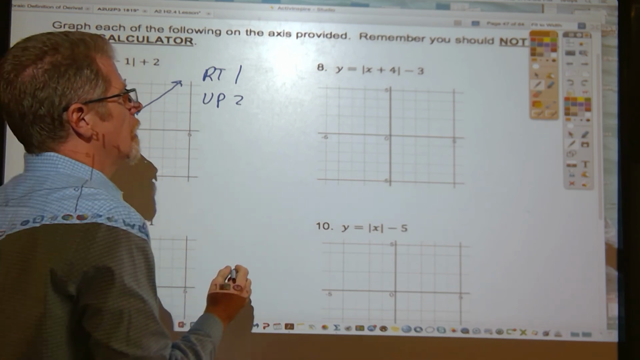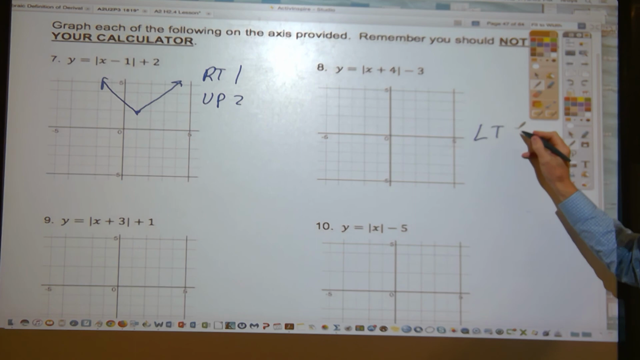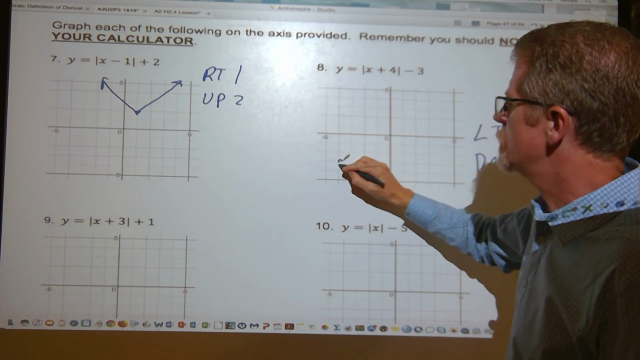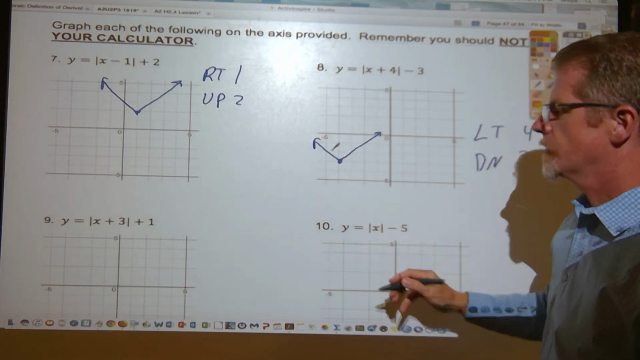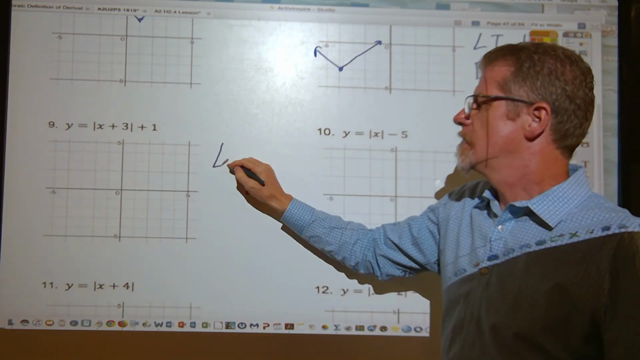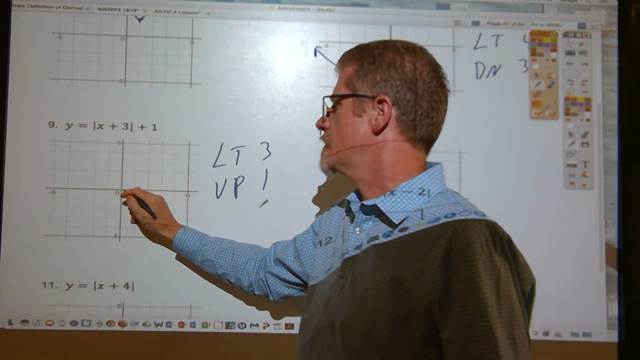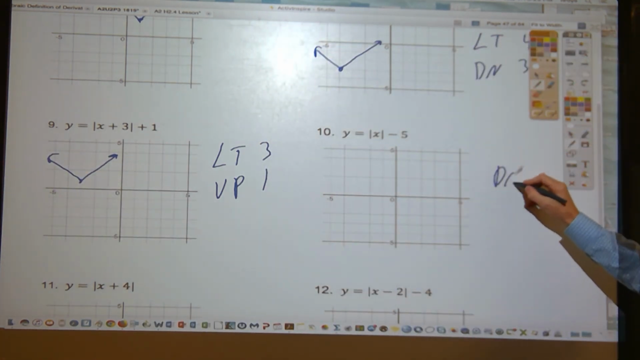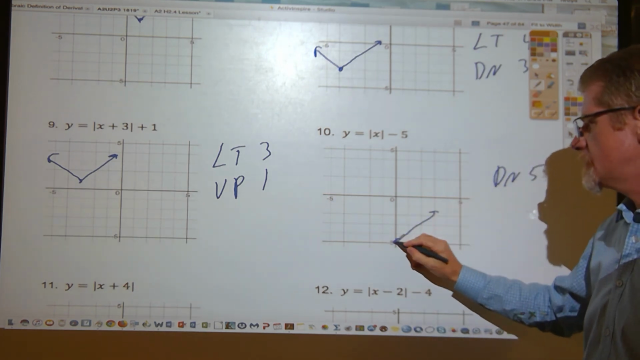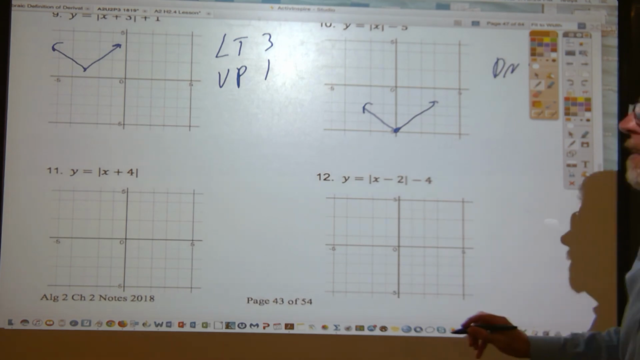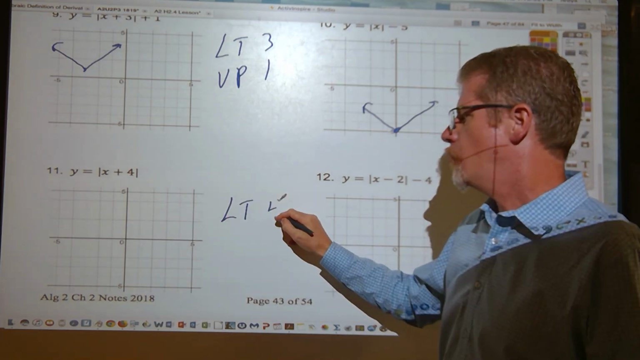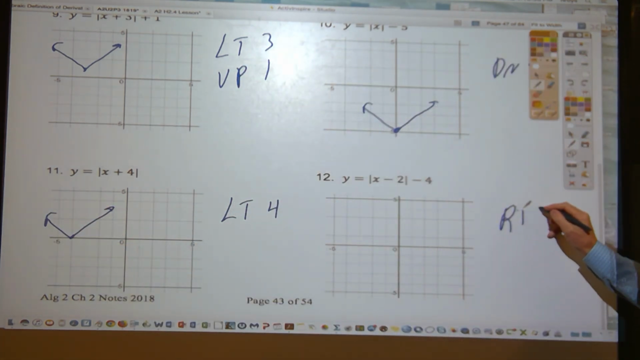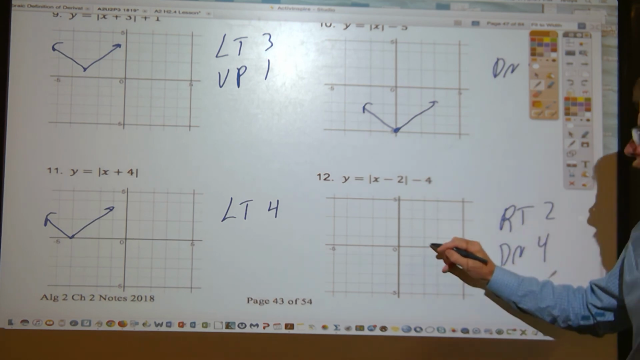And the verbal on this will be left 4, down 3. So 1, 2, 3, 4, down 1, 2, 3. The vertex is located right here. Number 9 is left 3, up 1. So we go 1, 2, 3, up 1 to get the answer. I think this is just down 5 to get a vertex at 0, -5. This is LT4, left 4, 1, 2, 3, 4. And the last one is going to be right 2, down 4 to get 1, 2, 1, 2, 3, 4.